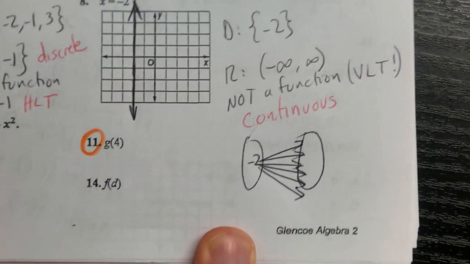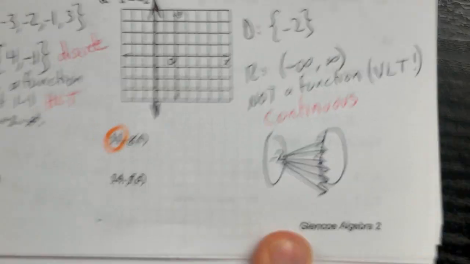Or for the birthday example, this is one person has all the birthdays. Okay, that's not right. That's not a function.